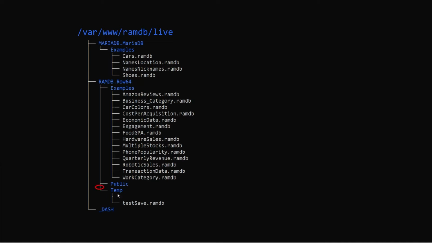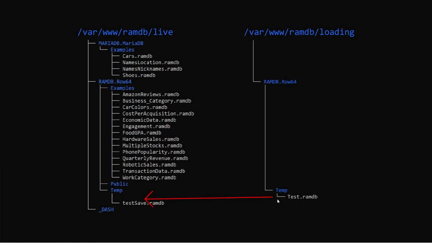Now let's get it into the temp folder here, and we'll get it by saving our ramdb in the loading folder. So you see we've replicated the folder structure, and that'll know exactly where to place it when it copies it in. And this will allow you to manipulate things on the fly without restarting the server when you make changes.